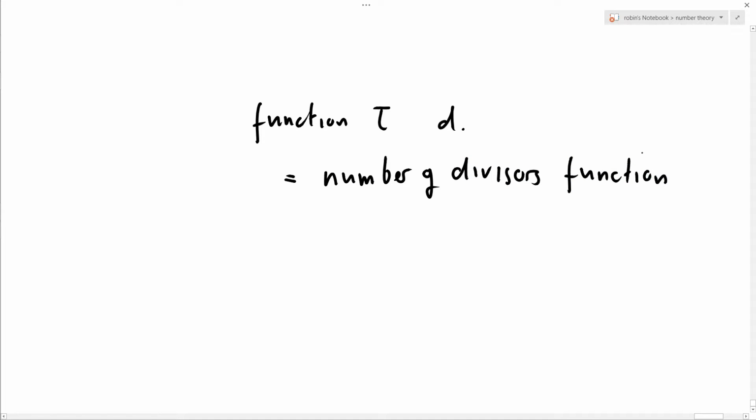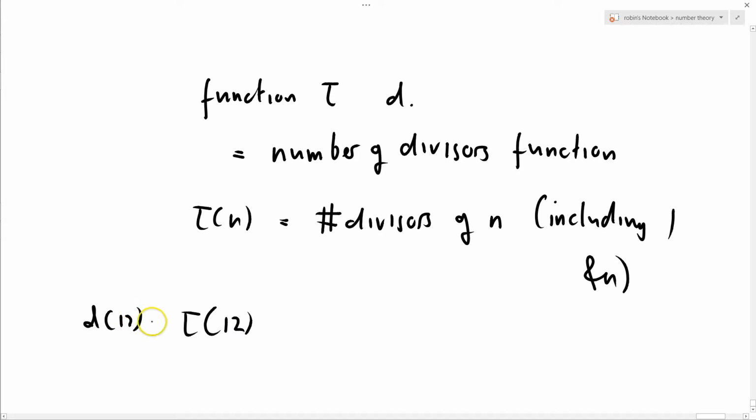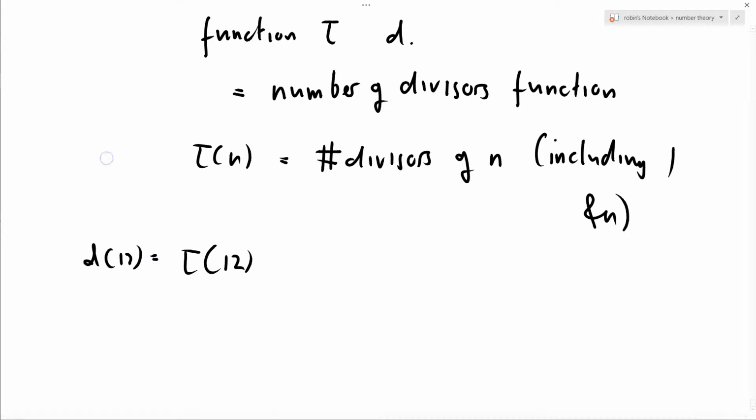I get the impression that tor is the standard notation and d is a newer notation, but anyway. So tor of n equals the number of divisors of n, including 1 and n, conventionally. So let's work out tor of 12, or d of 12, depending on which notation you subscribe to.